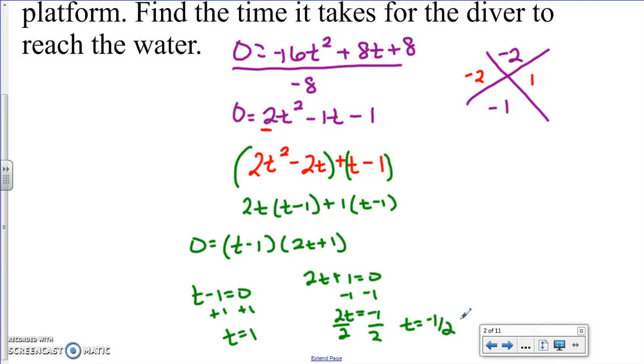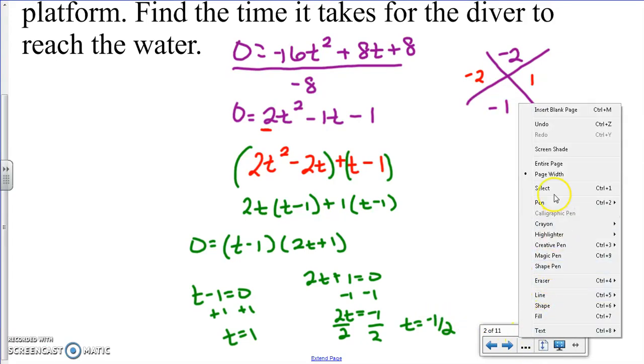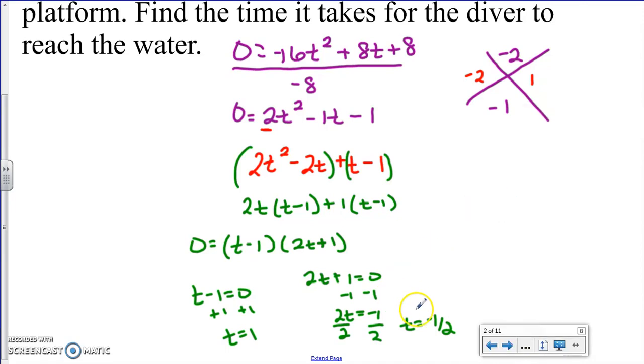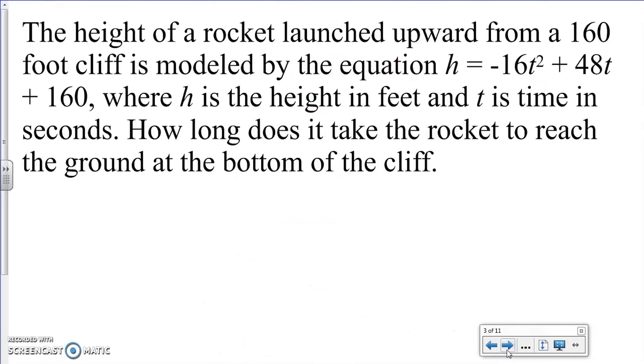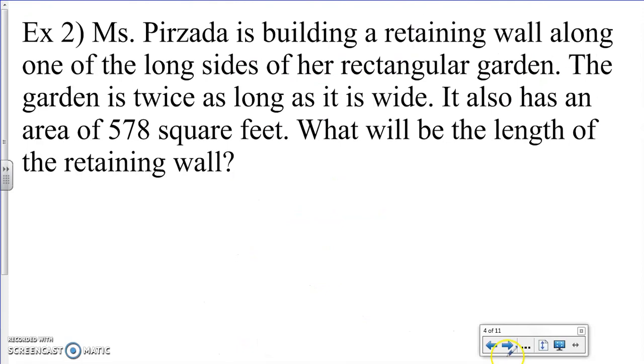Now what I want you to consider is we're actually looking at a real-world problem and we're asking the amount of time it takes. We can eliminate the second option because time isn't going to be negative. So we can't use that one. So it is going to take 1 second. Okay, I'm going to let you try the next one, so we're not going to go through that. We're going to do example 2.